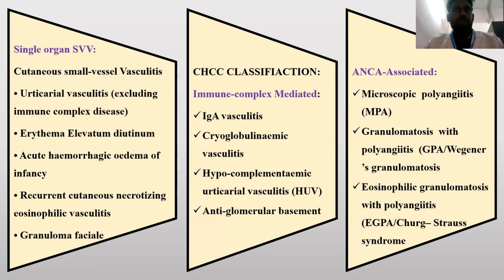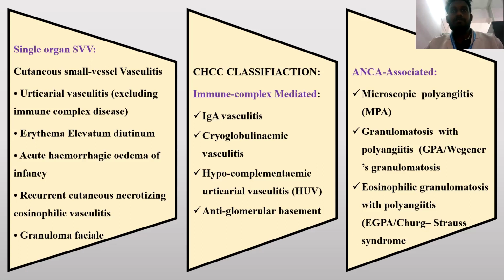CHCC classification is nothing but Chapel-Hill consensus criteria classification, and based on that we have three different types of vasculitis. One is small vessel vasculitis involving a single organ, that is cutaneous small vessel vasculitis, urticarial vasculitis, which excludes immune complex disease, and erythema elevatum diutinum, acute hemorrhagic edema of infancy, recurrent cutaneous necrotizing eosinophilic vasculitis, and granuloma faciale.